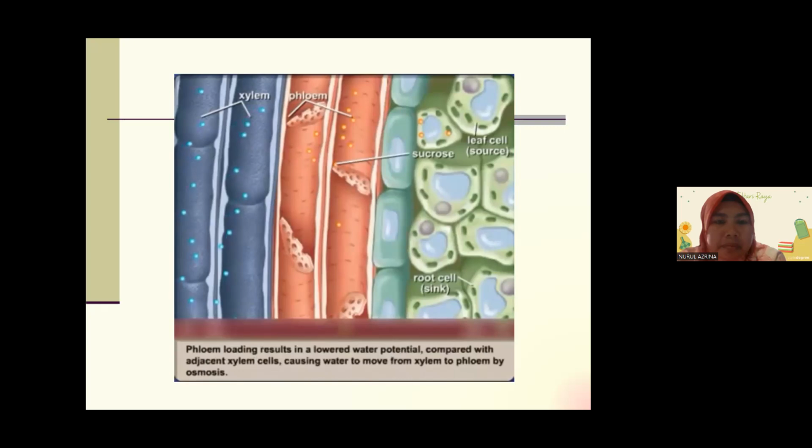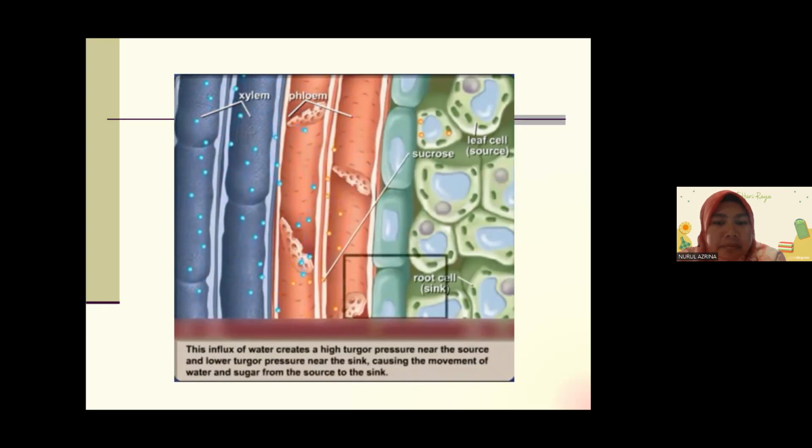As a result of phloem loading, a high concentration of sugar develops in phloem cells near the source. Phloem loading results in a lowered water potential compared with adjacent xylem cells, causing water to move from xylem to phloem by osmosis. This influx of water creates a high turgor pressure near the source and lower turgor pressure near the sink, causing the movement of water and sugar from the source to the sink.